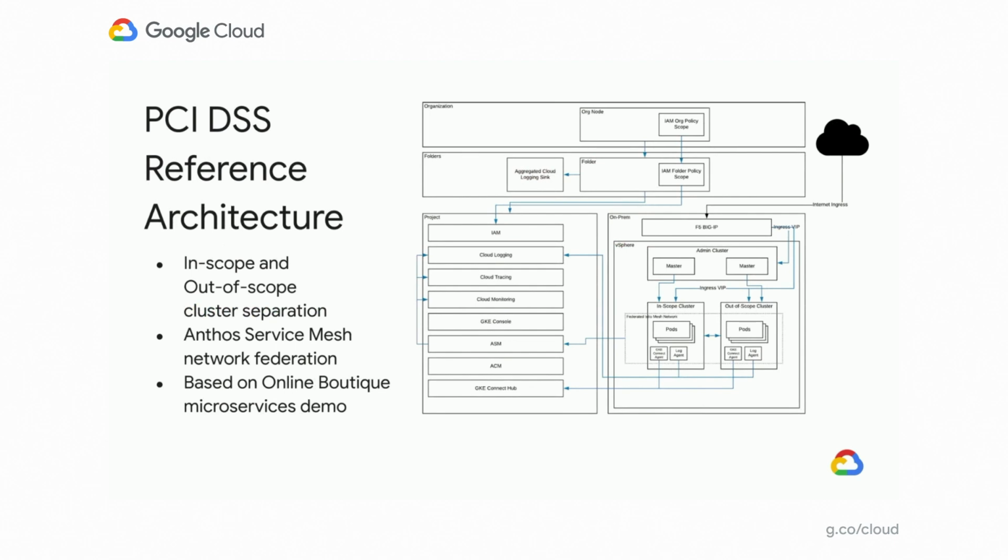Looking at some of the reference architectures that are provided as part of this blueprint, you can see here again the in-scope and out-of-scope cluster separation. And then we have Anthos Service Mesh, a single mesh for multi-clusters. And then our demo app is called Online Boutique. This is an e-commerce microservices demo application. This allows you to test out the controls and the architecture.